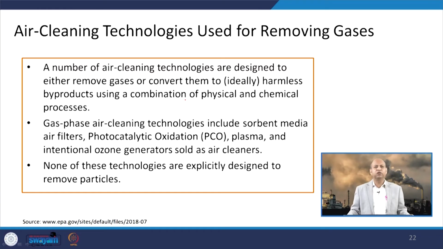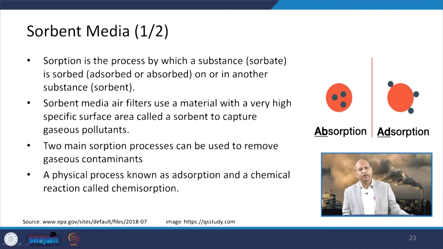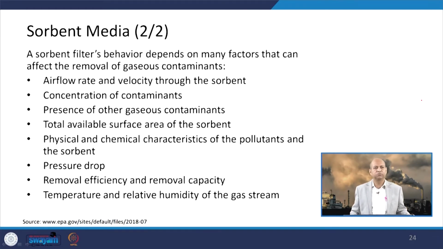Well, when we talk about technologies for removing gases, a number of technologies are there, like gas phase air cleaning technologies. For example, photocatalytic oxidation, PCO, can be there, plasma based technology can be there, or ozone generation. So, we will see them one by one. Like sorbent media, meaning absorption or adsorption. Absorption means inside it can absorb, some chemical reactions can be there. Adsorption may be through physical attraction, it can keep the pollutants on the surfaces. So, both phenomena are used for removing those gaseous pollutants.